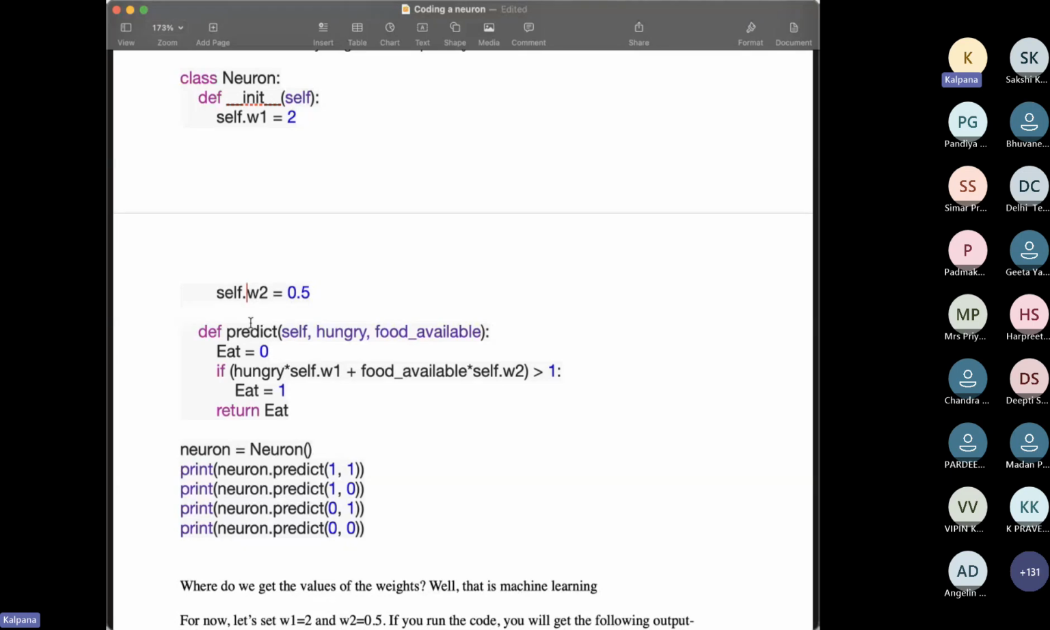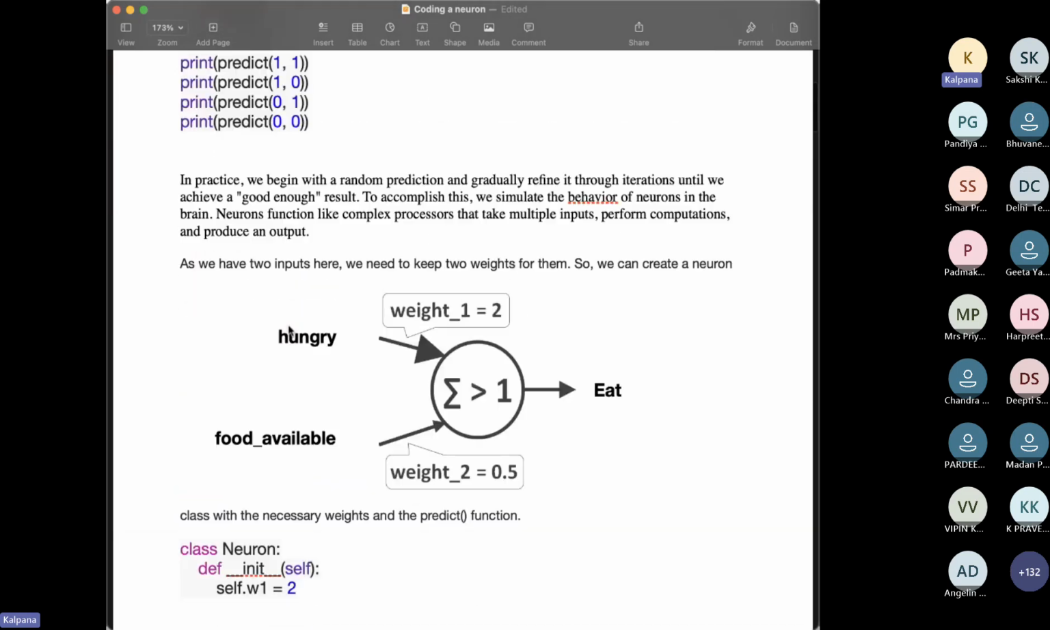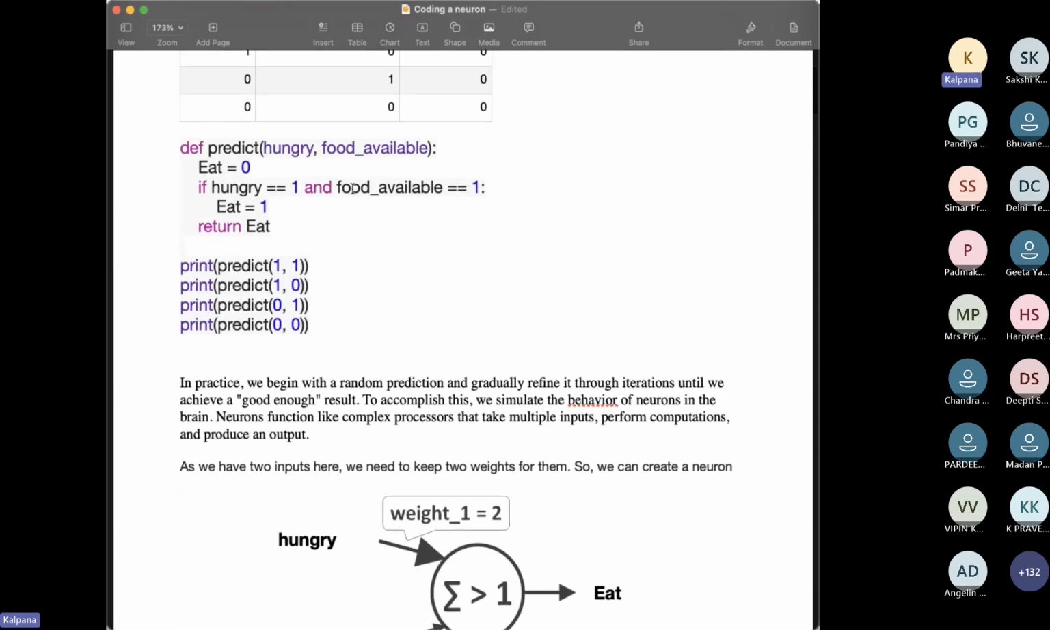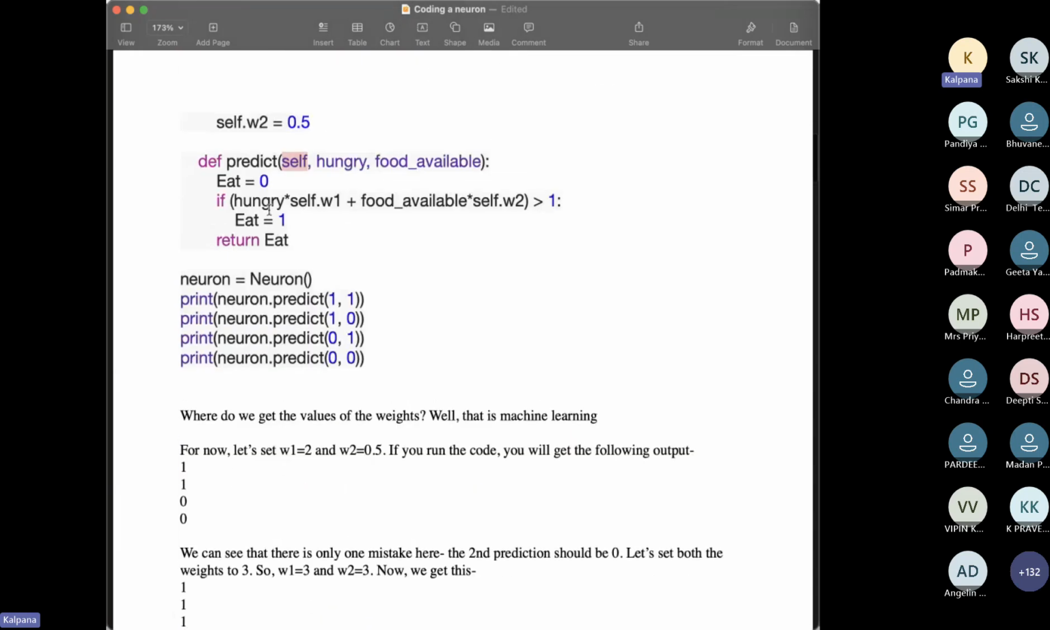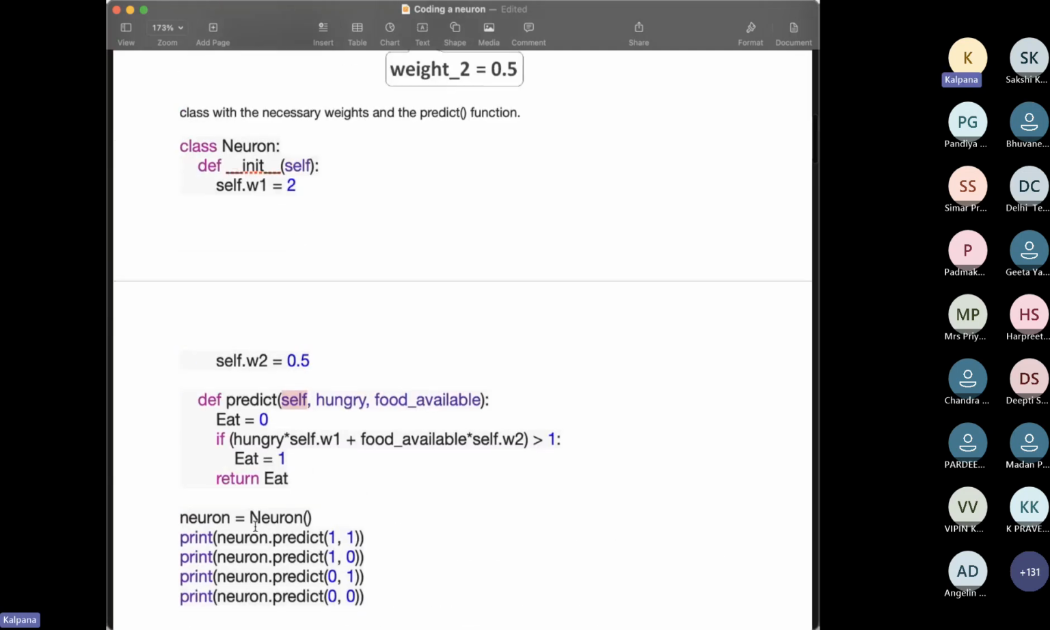And we have a predict function, self, hungry, food available. That is how we define a method within the class. Neuron is a class, so self will definitely be the variable. Over here, these are the arguments that will be passed. So it equals 0, and the same function that we wrote over here, except we have multiplied it with weight. So hungry into self.w1 and food available into self.w2. If it is greater than 1, then eat equals 1. I hope this is clear. Is this class neuron clear to all?